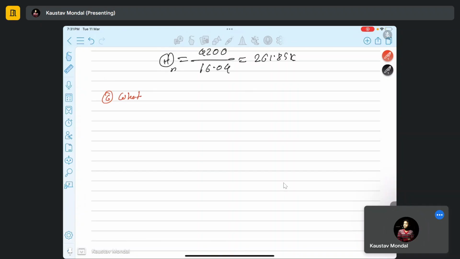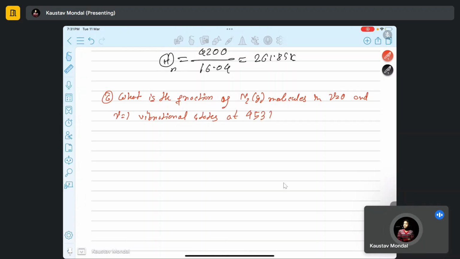what is the fraction of N2 gas molecules in the v equal to 0 and v equal to 1 vibrational states at 453 Kelvin? And theta v for N2 gas is 3240 Kelvin.